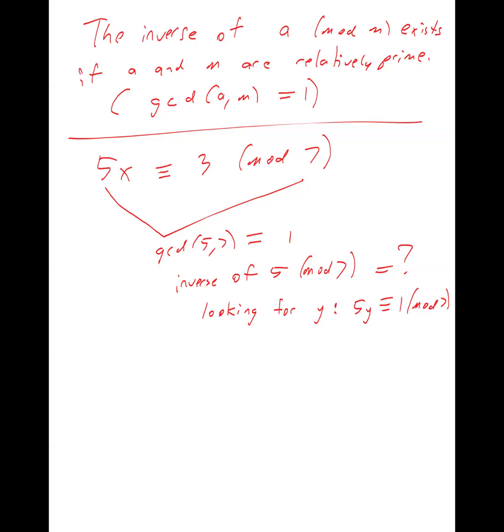So 5 times what is congruent to 1 mod 7? Well, 5 times 0 is not congruent to 1 mod 7, right? So y does not equal 0. How about 1, 2, 3, 4, 5, and 6? Sorry, I wrote 5 twice. Oh, whoops, I skipped 4 and then I wrote 5 twice. So which one is it?